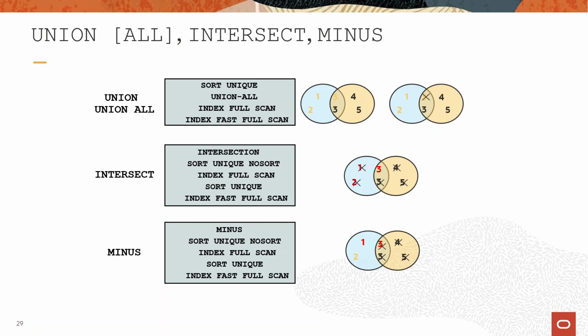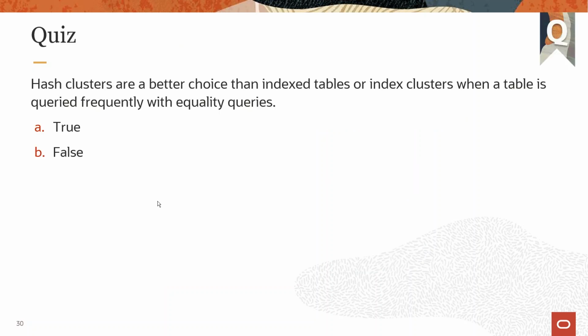To end this chapter, there are a couple of quizzes. The first quiz is that hash clusters are a better choice than index tables or index clusters when a table is queried frequently with equality queries. Is this true or false? Well, the answer is true because hash clusters are indeed very good if the table is being frequently queried with equality searches.